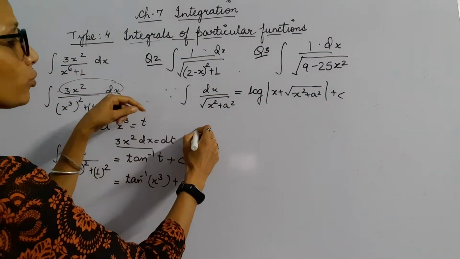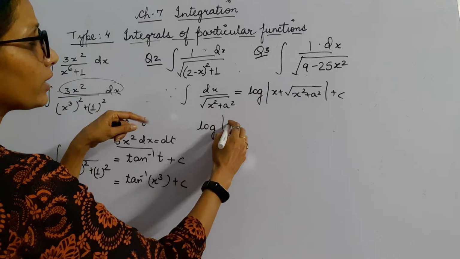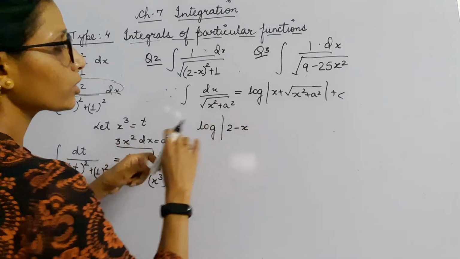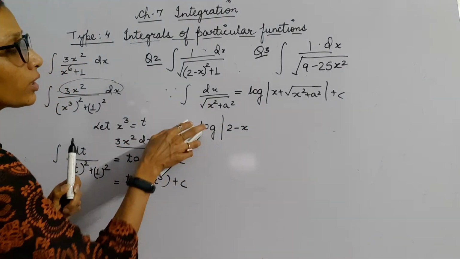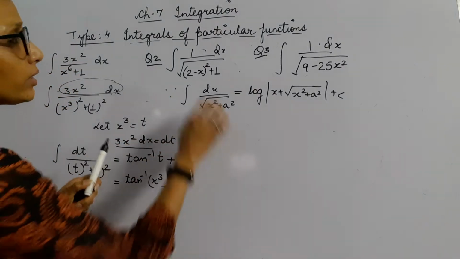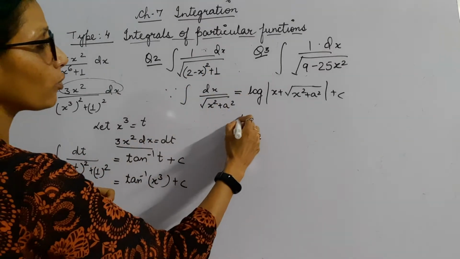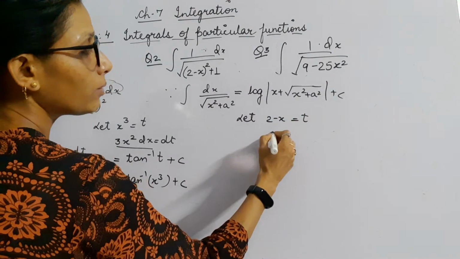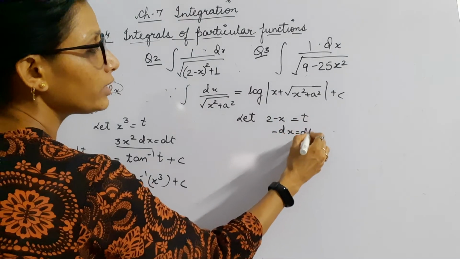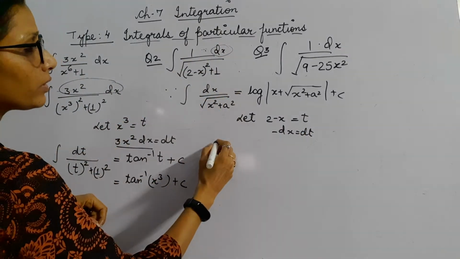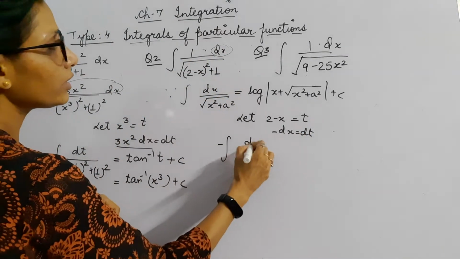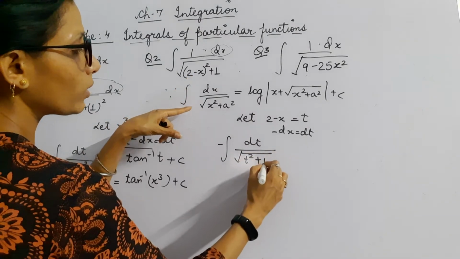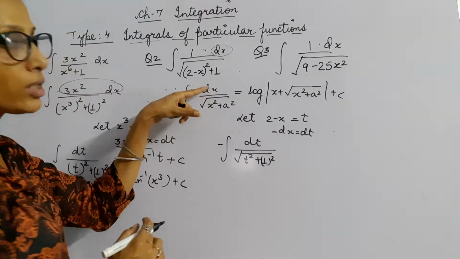So this is the formula which you are going to use here. So here you will be using log of x, and what is your x? This is 2 minus x, so I will be writing 2 minus x. Or you can do it like this also. If you want to convert this complete into x square plus a square form, then you let 2 minus x is equal to t. So I will be getting minus dx equal to dt. So in place of dx I will be writing minus dt upon under root t square plus 1 square. So you will be using this formula now.